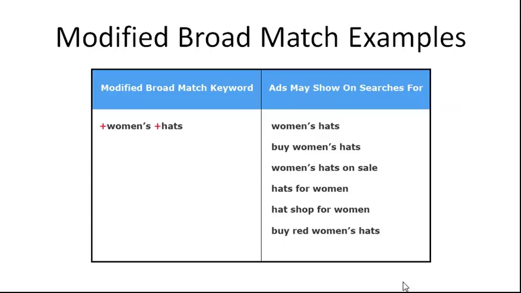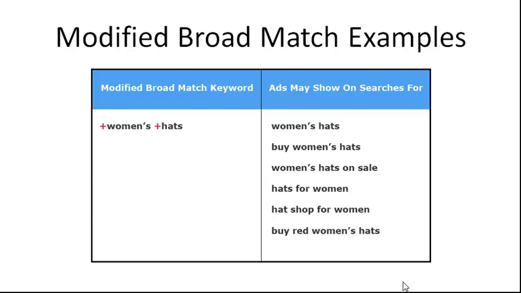Here are a few examples of the sort of search terms that would trigger your ad if you were using a modified broad match. As you can see, we've gone with the women's hat example again. And if you look over to the right hand side, we see women's hats, buy women's hats on sale, hats for women, hat shop for women, buy red women's hats. As you can see, all these search terms have women's and hats in them, or similar keywords like hat instead of hats, or women instead of women's.